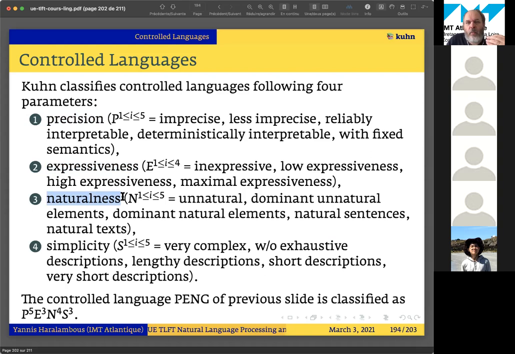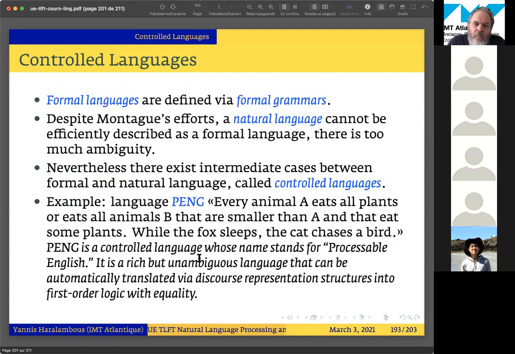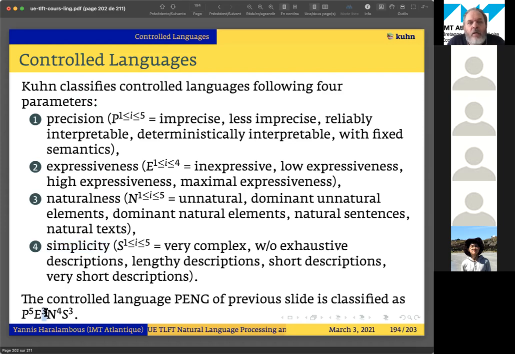Naturalness is how close are we to a natural language. So this is really on the surface. Are we using words or symbols? Do they have a morphology? Do we have grammatical morphemes or not, and so on? And finally, simplicity. This is a bit simplistic. It's ironic, but it's a simplistic criterion, since simplicity is measured by the length of the manual of the controlled language. If you can describe it in 10 lines, then it's much simpler than needing 100 pages to describe it. And Penk, this language with the example you saw here, is 5, so very precise, 3, average expressive, well natural, and average simple.